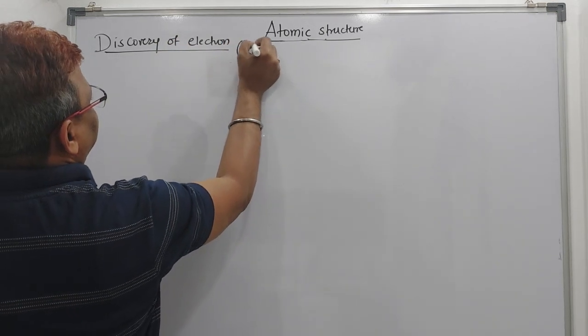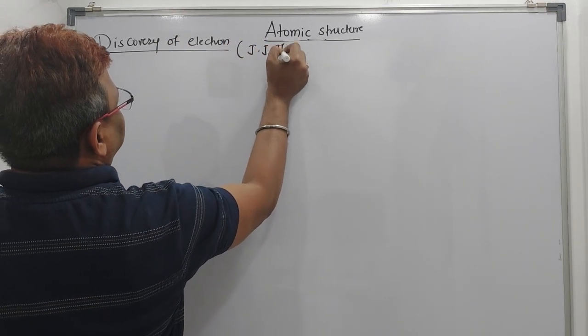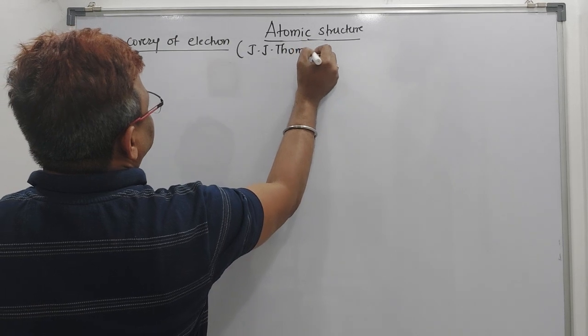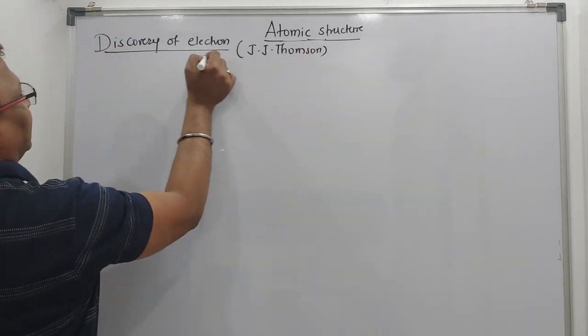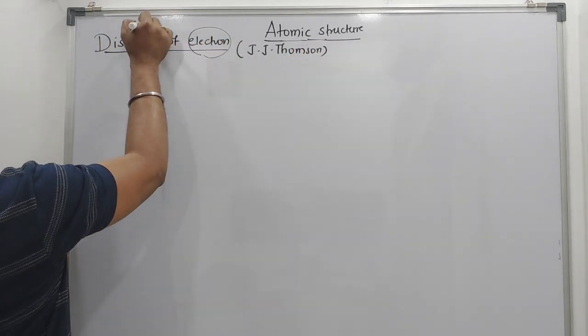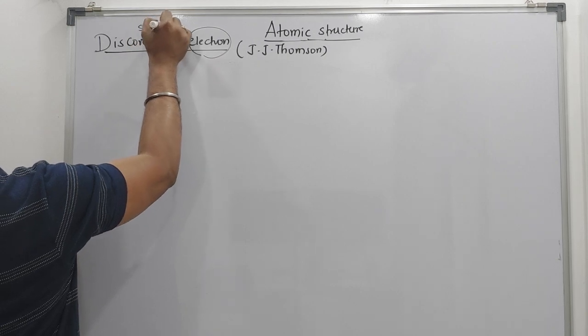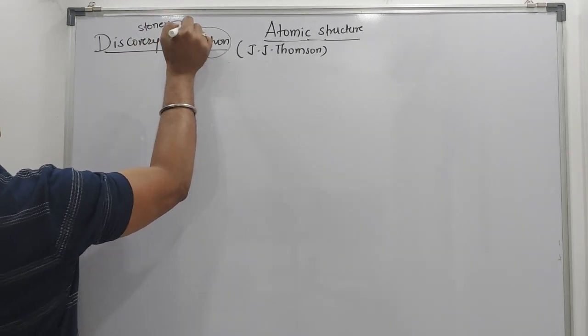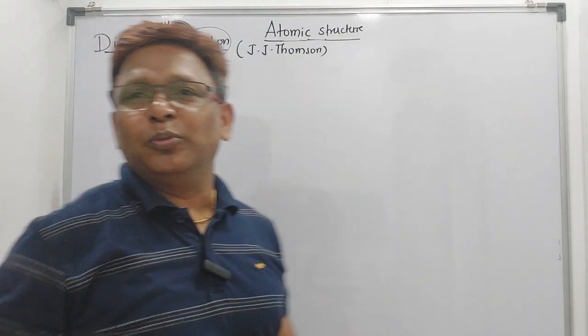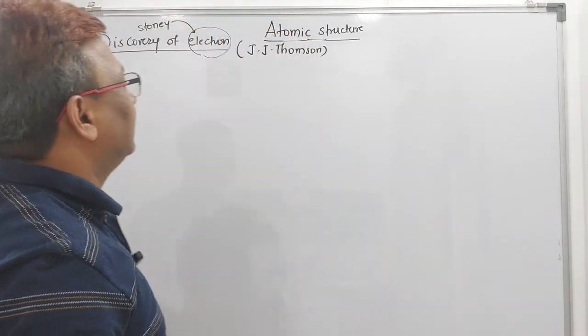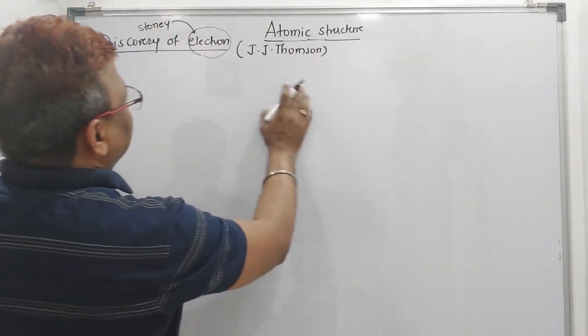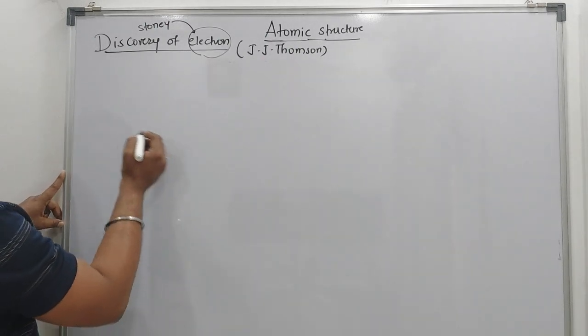Actually, electron, it was discovered by whom? J.J. Thomson. But the name electron was proposed by Stoney. The name of the person is Stoney, who proposed the name of the electron. Now, to understand the discovery of electron, we have to take the discharge tube.